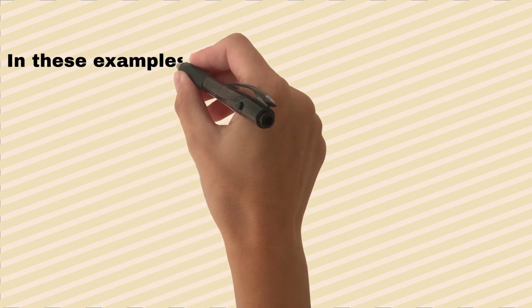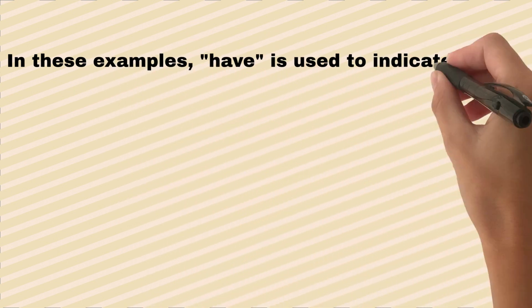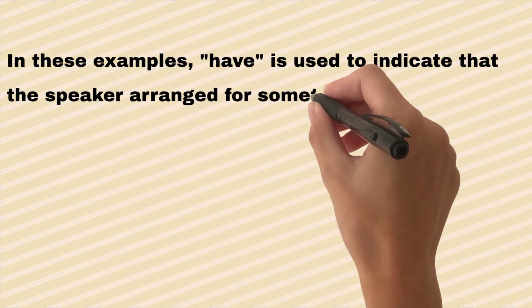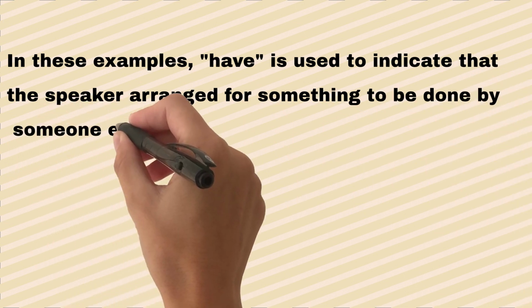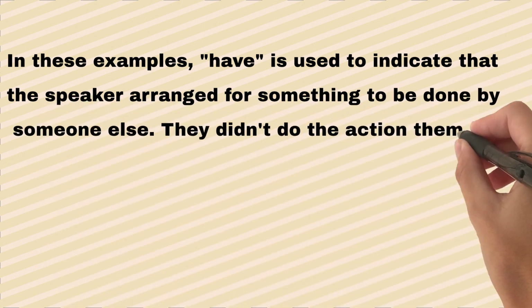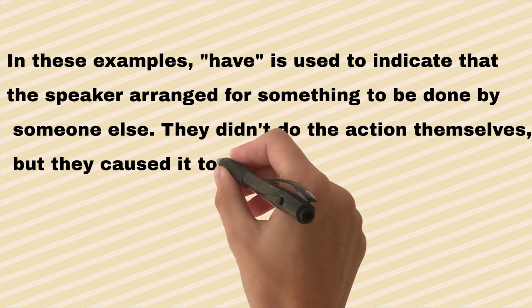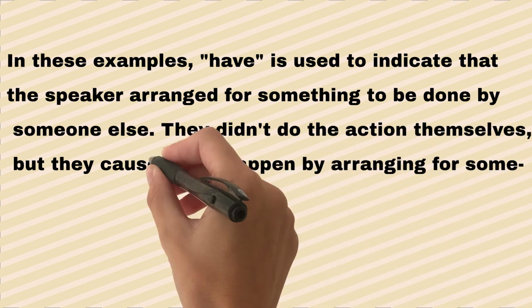In these examples, have is used to indicate that the speaker arranged for something to be done by someone else. They didn't do the action themselves, but they caused it to happen by arranging for someone else to do it.